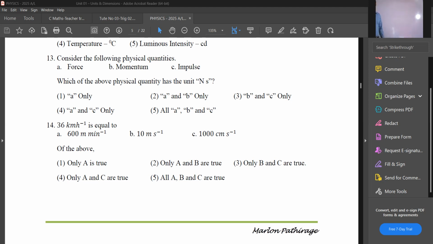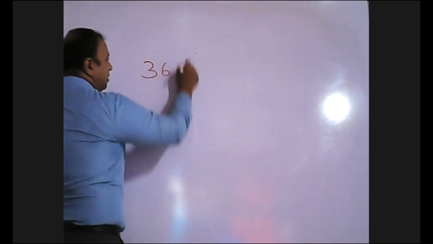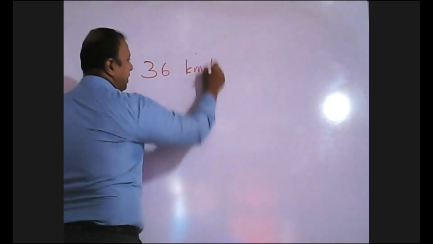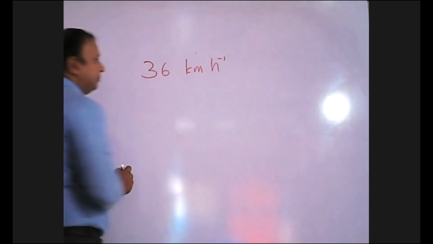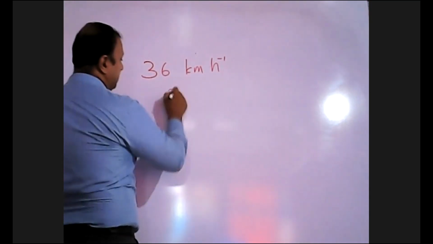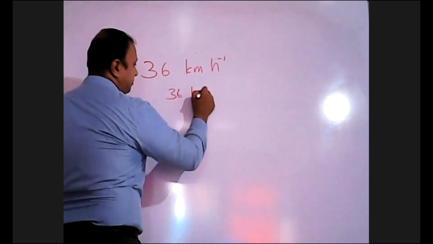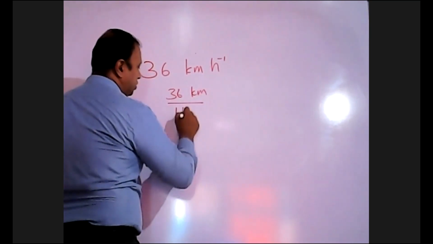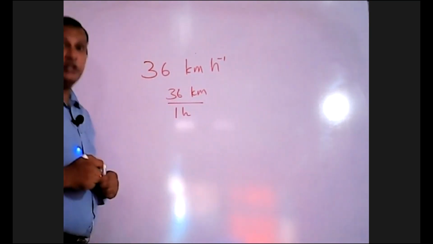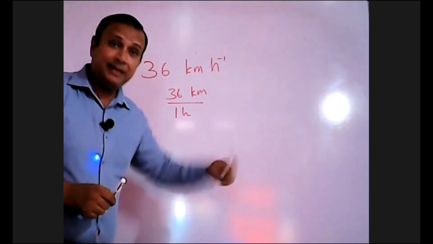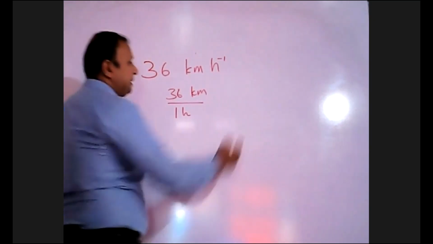You can go to the basic. Otherwise, you can remember the multiplication factor. Okay. Let's go to the basic. There are 36 kilometer h minus 1. That means 36 km over 1 h. Now you have to convert that into meter second.